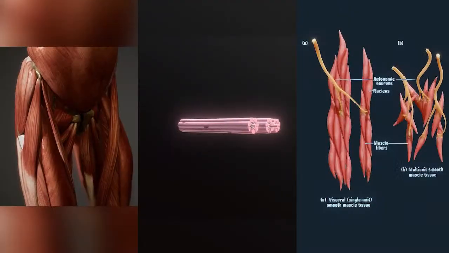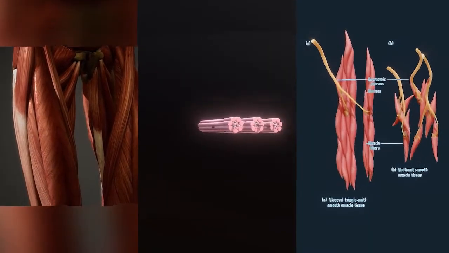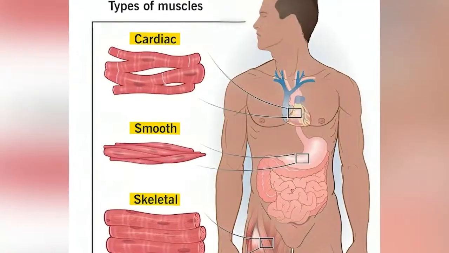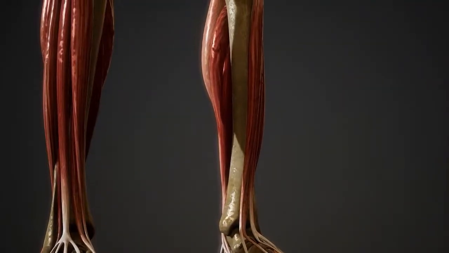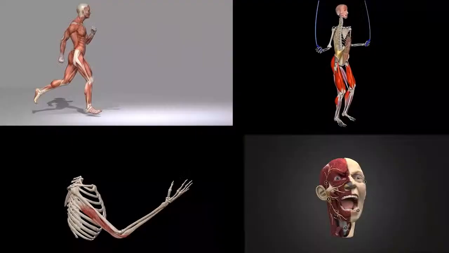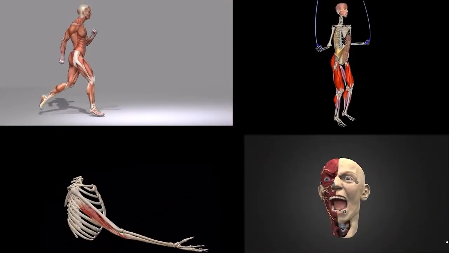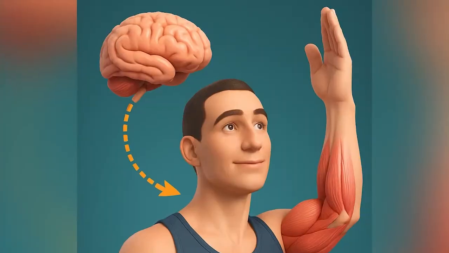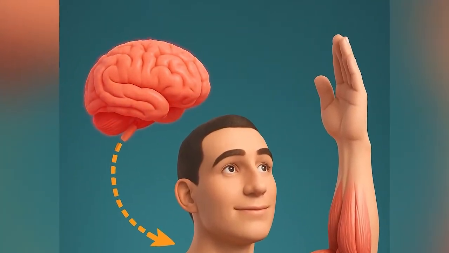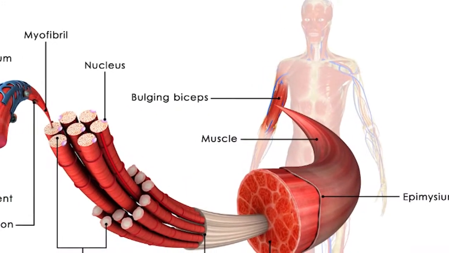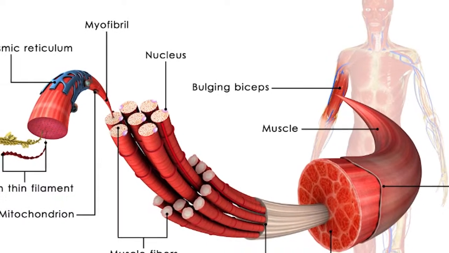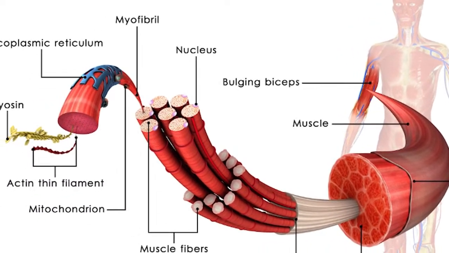Types of muscles. There are 3 main types of muscles: skeletal muscles, cardiac muscles, and smooth muscles. Skeletal muscles are the ones you can control. They're attached to your bones and help you do things like jump, run, wave, or smile. If you decide to lift your arm, your brain sends a signal to these muscles to move. They look striped under a microscope and are called striated, and have many tiny control centers, nuclei, to help them work hard and fast.